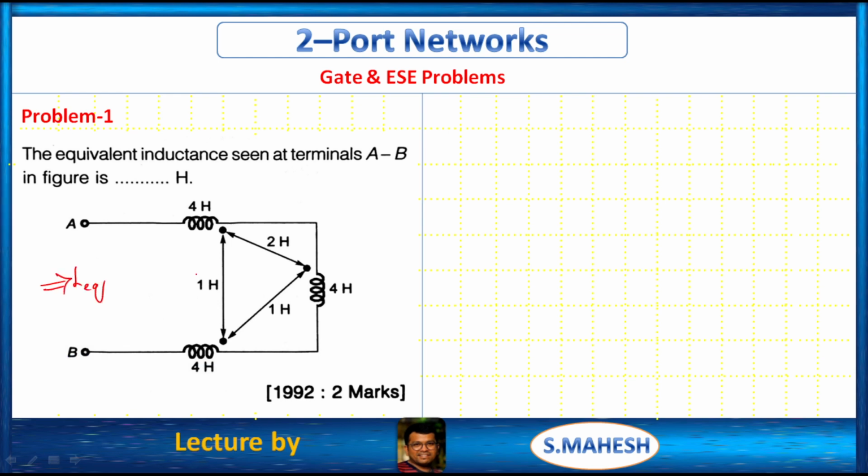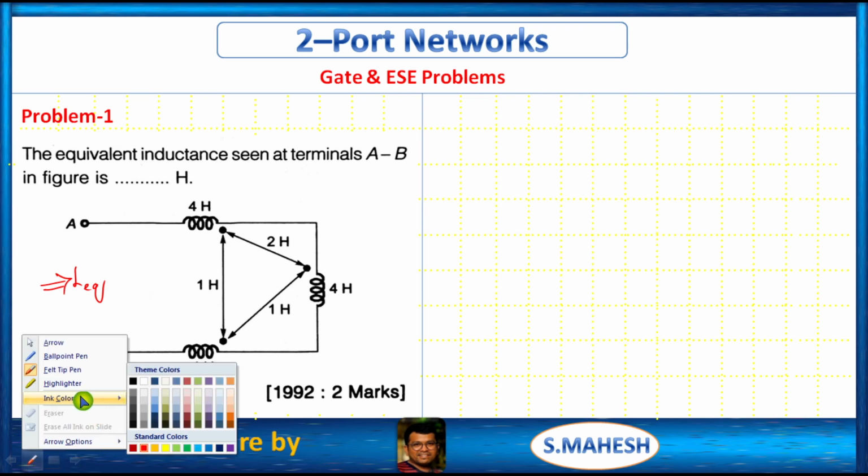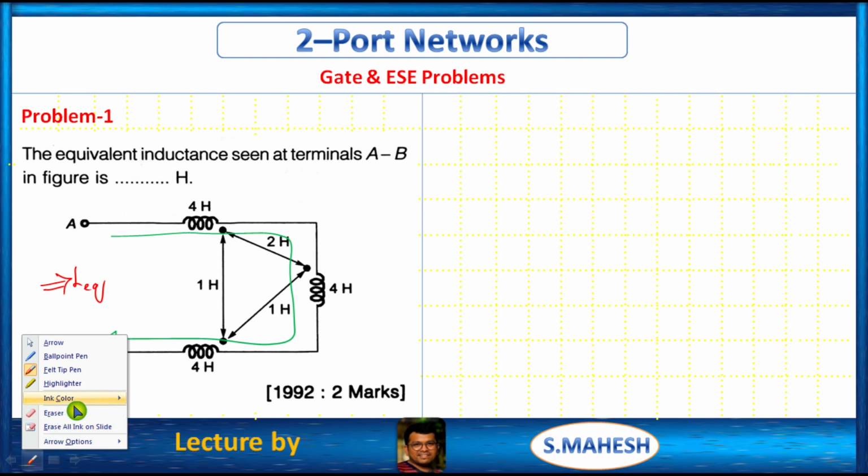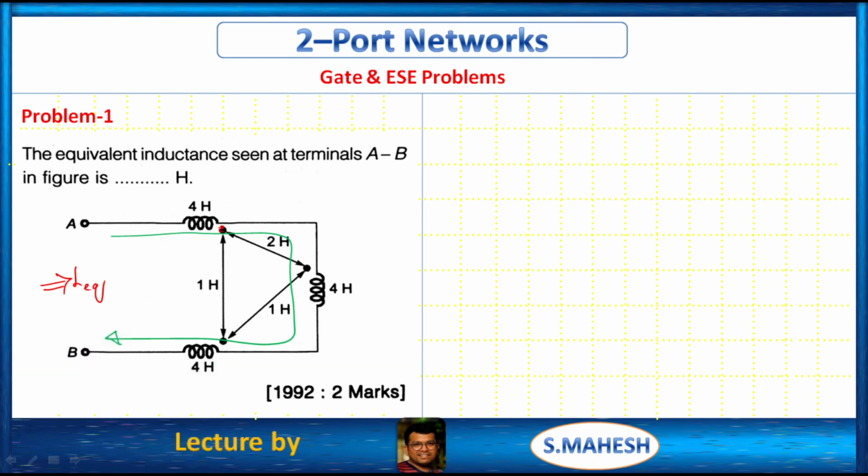And we all know that before starting the problem, first we have to get the current direction. This is the current direction. Based upon the current direction, given that this is the dot point, this is another dot point, this is another dot point. So this is L1, this is L2, this is L3. Clear? And what about this 2 Henry, 1 Henry and 1 Henry?